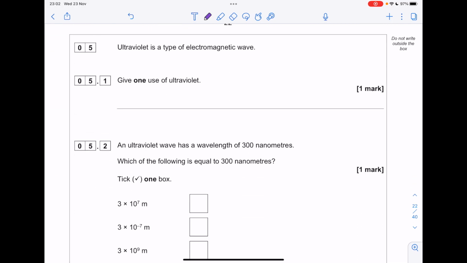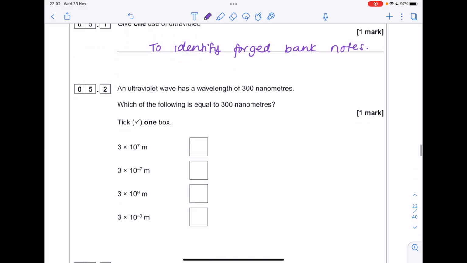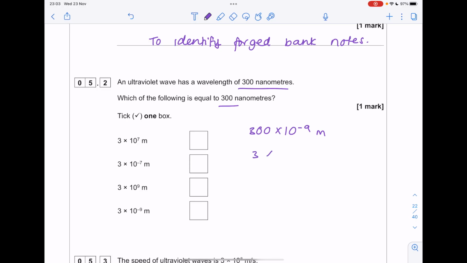Ultraviolet is a type of electromagnetic wave. Give one use of ultraviolet to identify forged banknotes. You could talk about tanning lamps, but I'm going to go with the identifying forged banknotes route. An ultraviolet wave has a wavelength of 300 nanometers. Which one of the following is equal to 300 nanometers? That is 300 times 10 to the minus 9 meters. So put that in standard form and it becomes 3 times 10 to the minus 7.